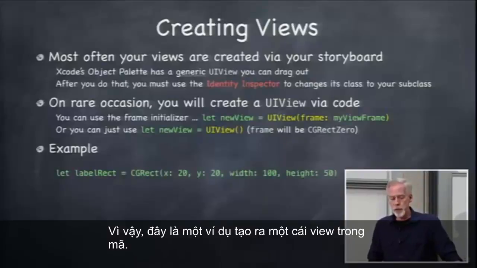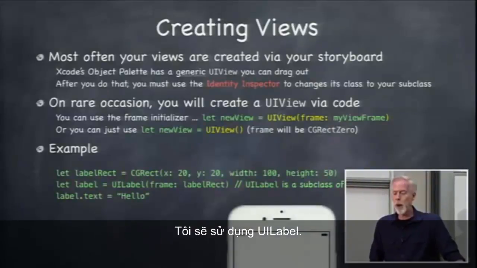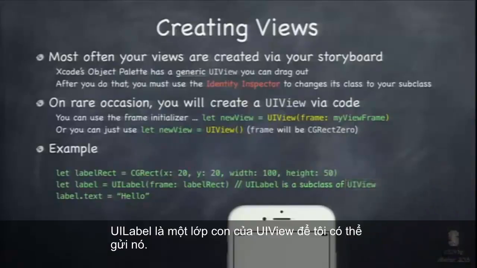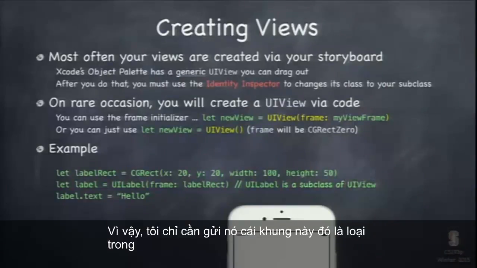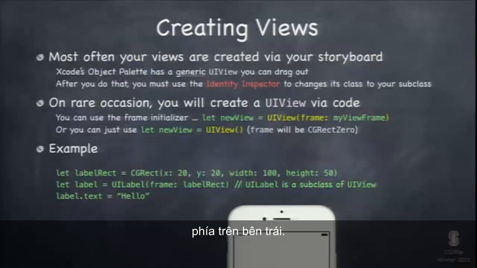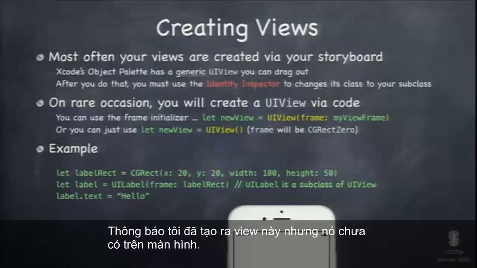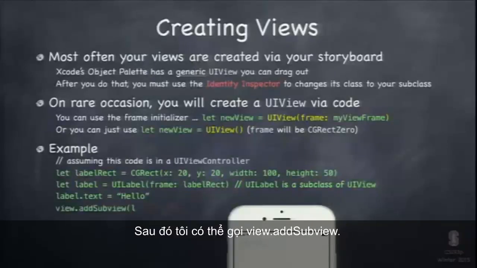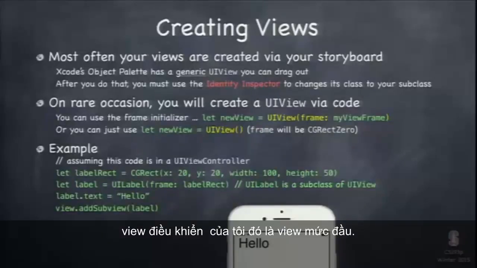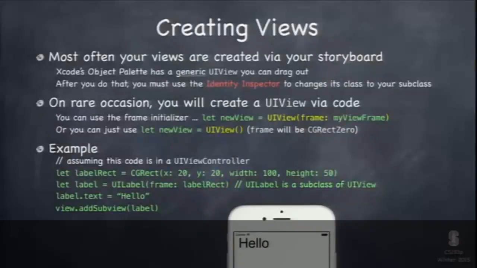So here's an example of creating a view in code. I'm going to use UILabel. A UILabel is a subclass of UIView, so I can send it UILabel(frame:). So I just give it this frame, which is kind of in the upper left. Notice I've created this view, but it's not on screen yet. Assuming this code here is in a view controller, I could then say view.addSubview, because remember, view is a property in my view controller, which is that top level view. And I could say addSubview of the label, and boom, it'll appear on screen.